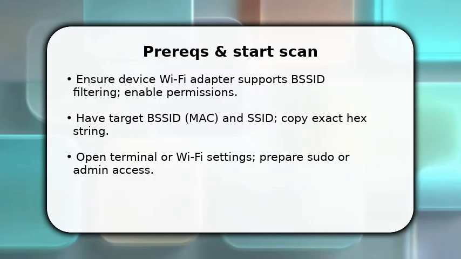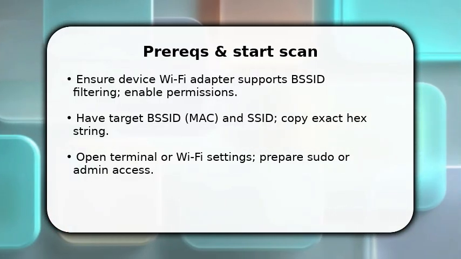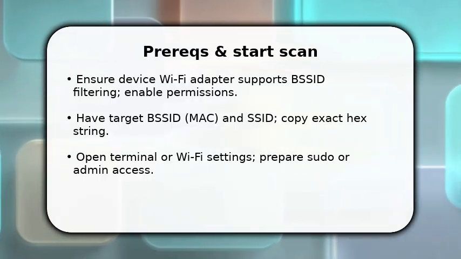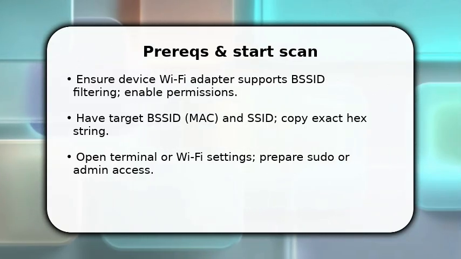You start by confirming your adapter and permissions. You need an interface that supports BSSID association and admin rights. Once done, locate the target BSSID and SSID exactly as shown by the access point, case matters for hex.